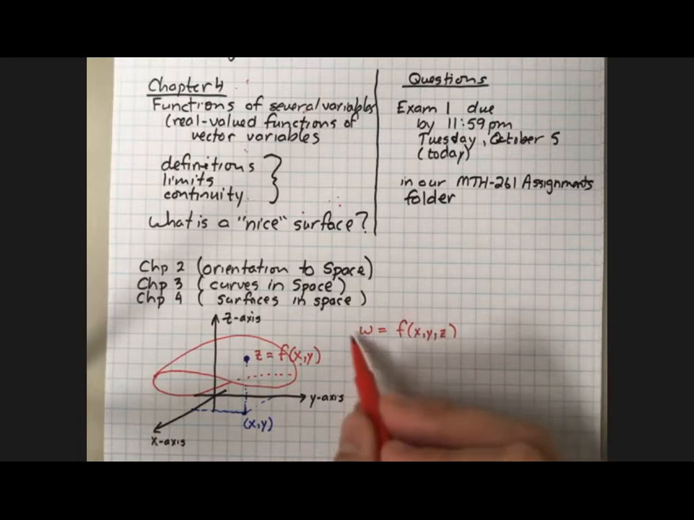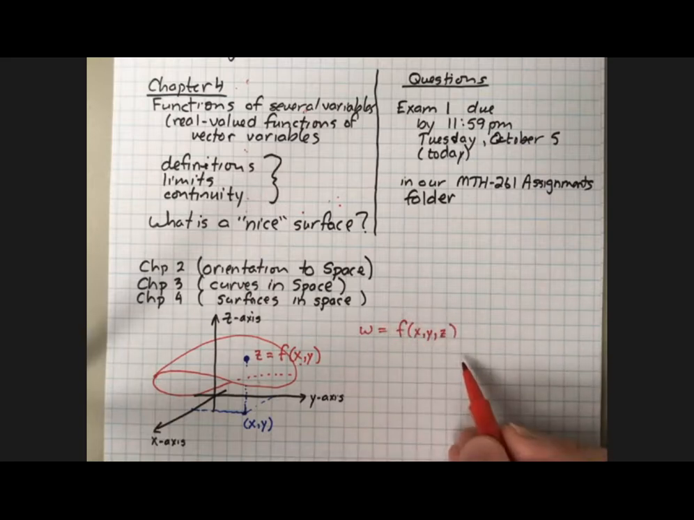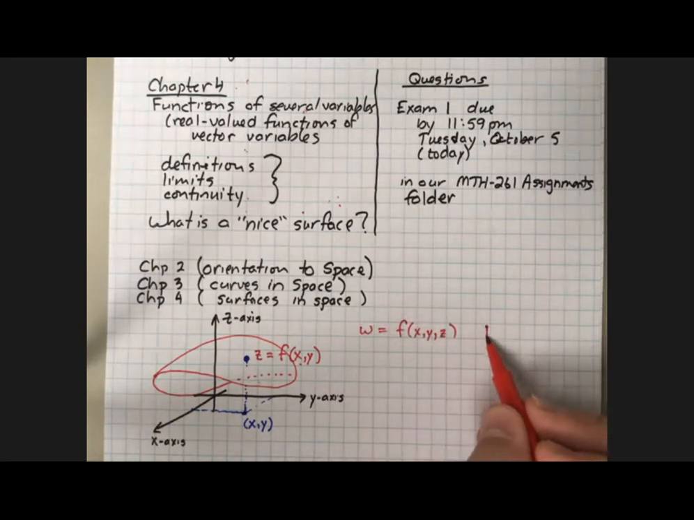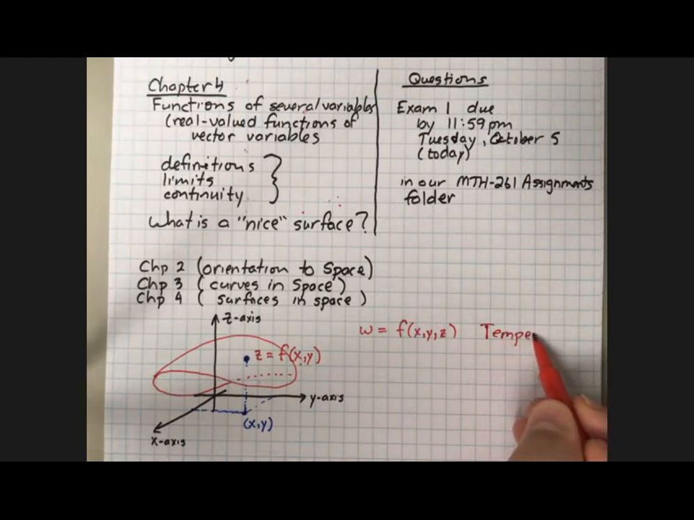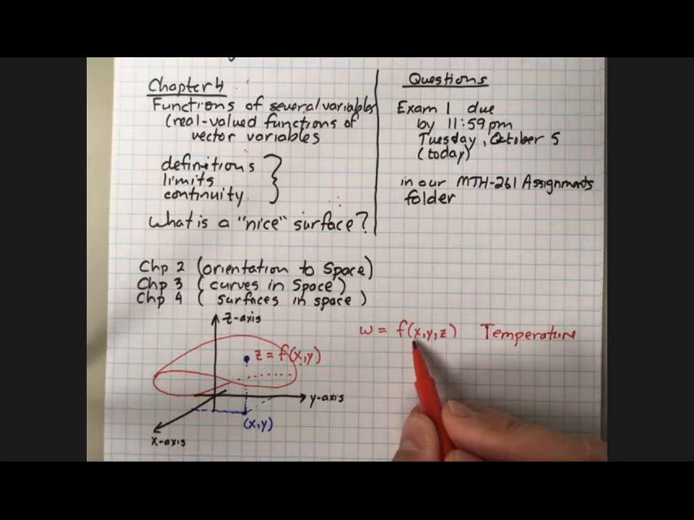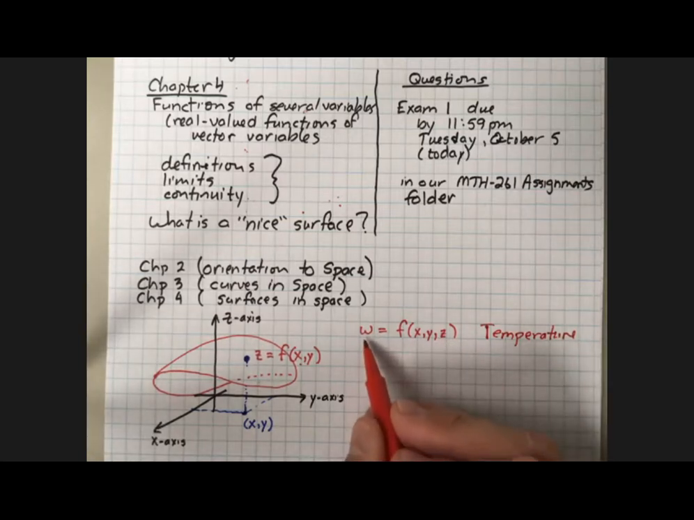So this is another function of several variables. It could be that function measures the temperature in the room that you're in. Every point in the room that you're in has an x coordinate, y coordinate, and z coordinate according to some frame of reference. And let's let w record the temperature.